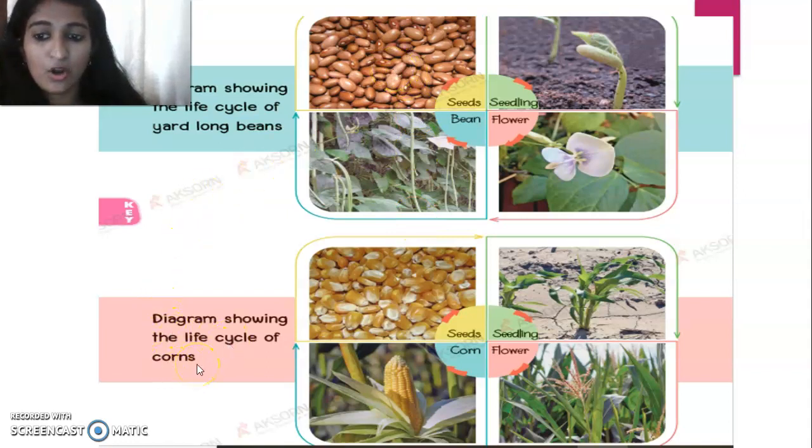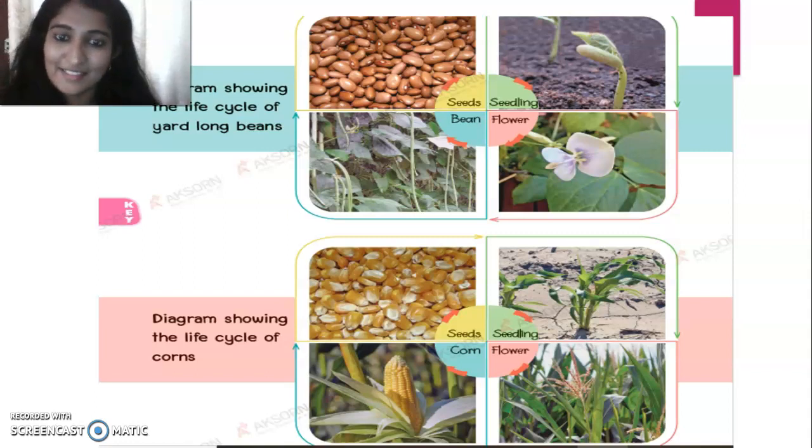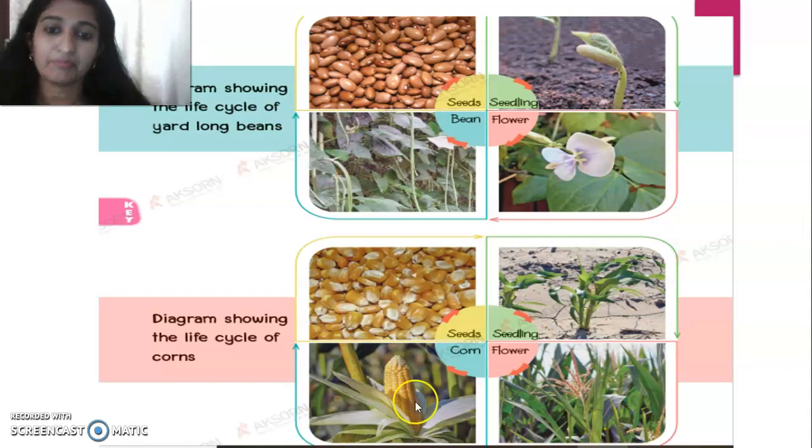Next is the life cycle of corn. You like corn? You can see these are the corn kernels or corn seeds, and this will become a seedling. In this picture you can see the seedling, and flower and corn. Again corn will get seeds, seedling, flower, corn. This step is the same for all flowering plants. That's about the life cycle of flowering plants.